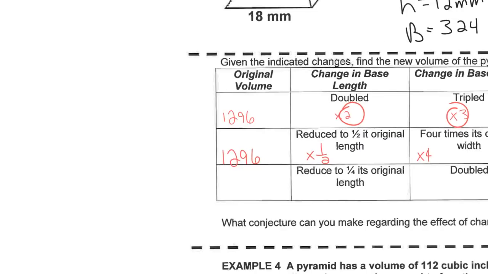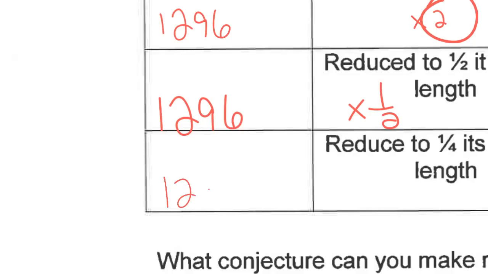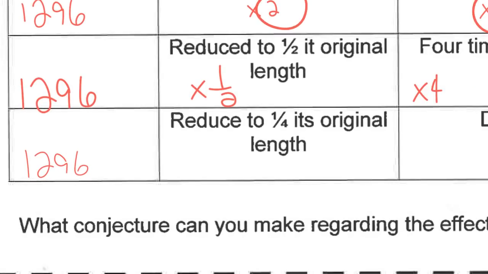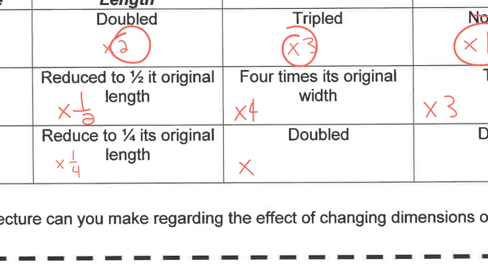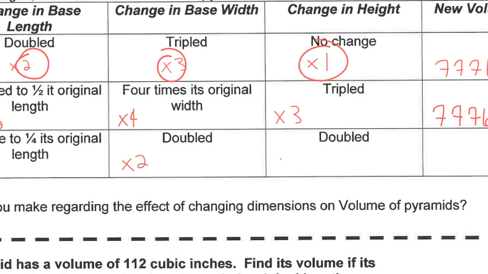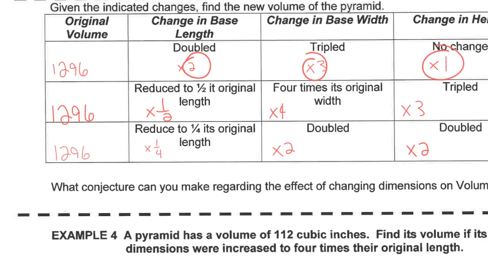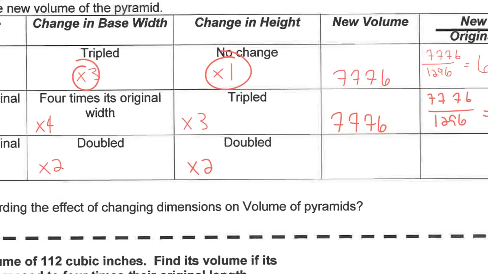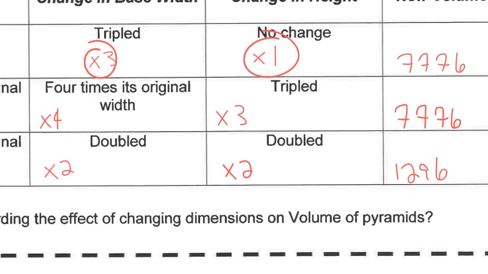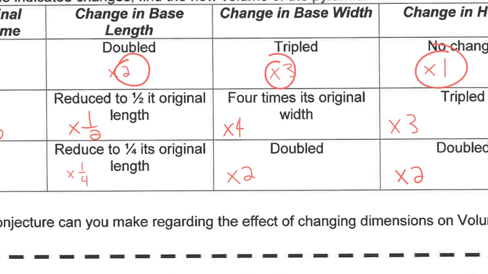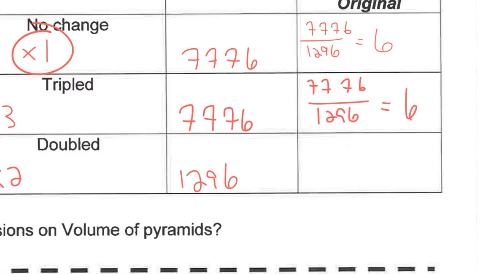Let's look at the last one. 1,296, we're going to reduce it, so times 1/4. We're going to double it, so times 2. And we're going to double it again, so times 2. So 1,296 times 1/4 times 2 times 2 gives us 1,296. And that makes sense because think about it. 1/4 of 2 is 1/2. 1/2 of 2 is 1, so it didn't change at all. So I don't think we need to see that ratio. It's just going to equal 1.